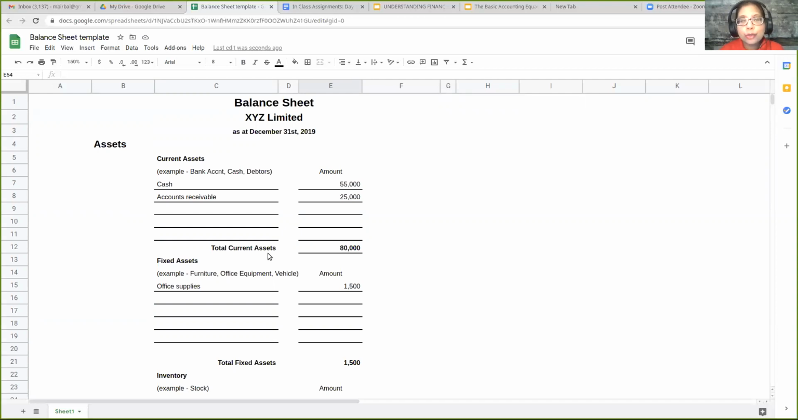Okay, so I will send you an assignment for you to try. It's quite fun, and it's practicing using the balance sheet template.